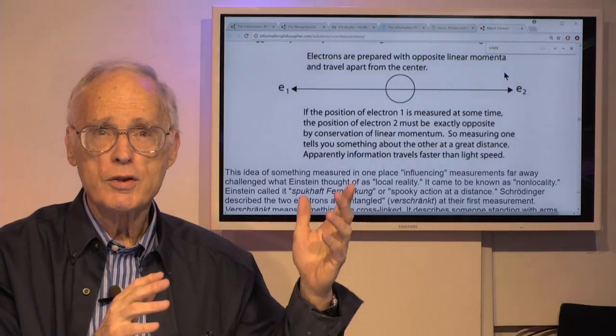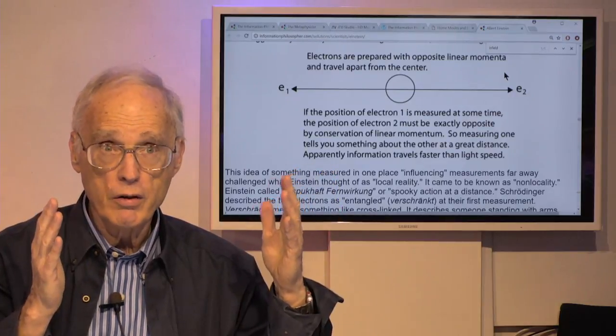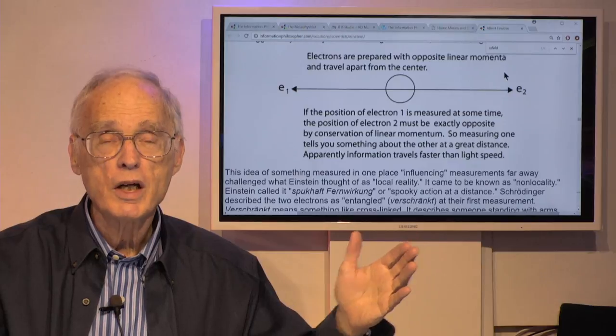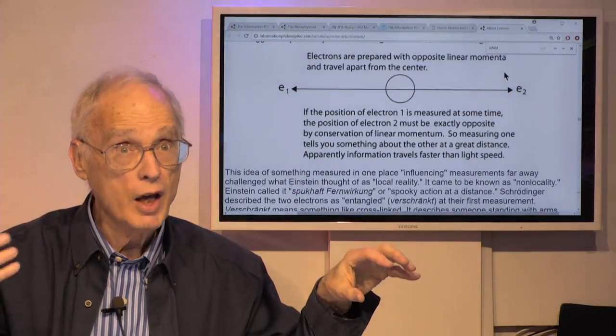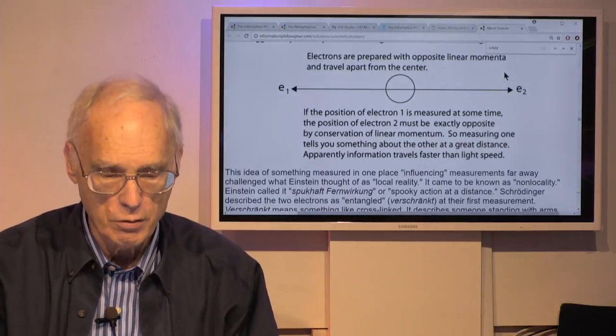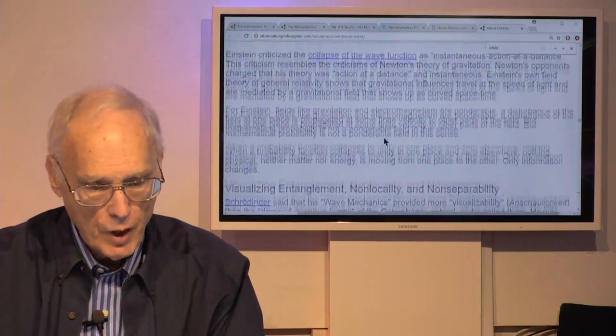Okay, back to this simple view of the separation of two particles. They're just plain particles. They could be billiard balls leaving the center of a table. And if you made them separate with equal velocities, when you measure this one, you can calculate where the other one is. You know where it is, assuming it wasn't interrupted.